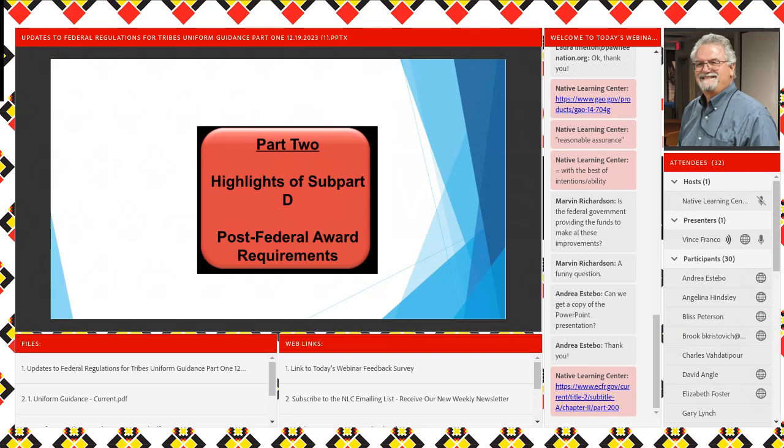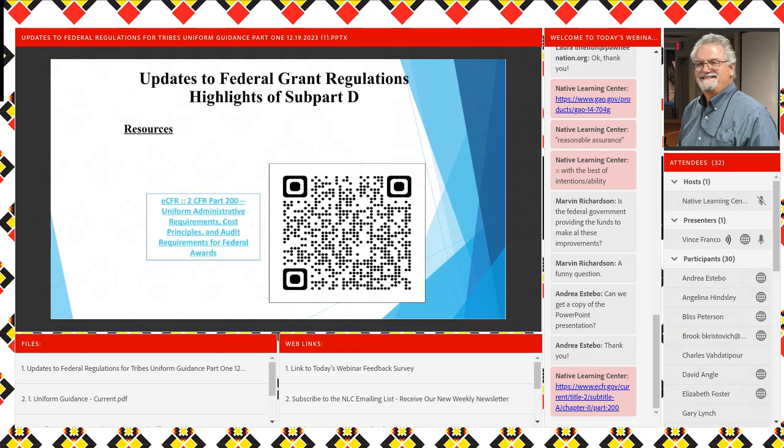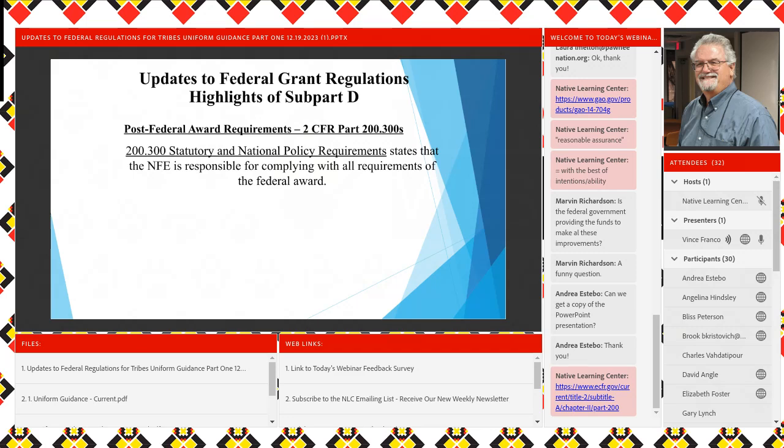There's a lot of information starting in subpart D that really pertains to us on a daily level, because we know we've got to have internal controls in three major areas: operation, finance, and compliance. So this is where we get into those things. So let's get started. Again, there's ecfr.gov, the QR code to that site for the uniform guidance. This is the 300s. Subpart D, 2 CFR Part 200.300, the very beginning of subpart D: statutory and national policy requirements.